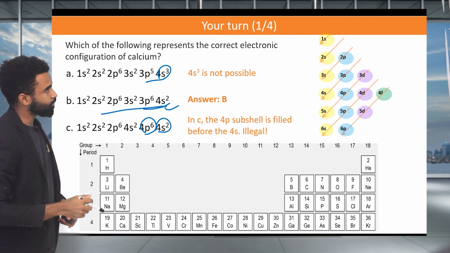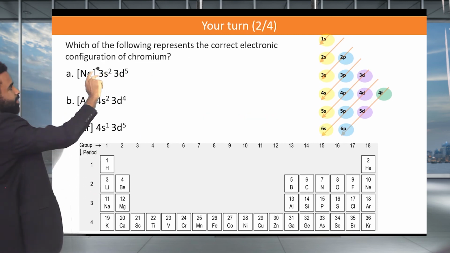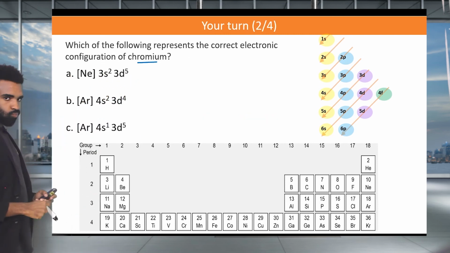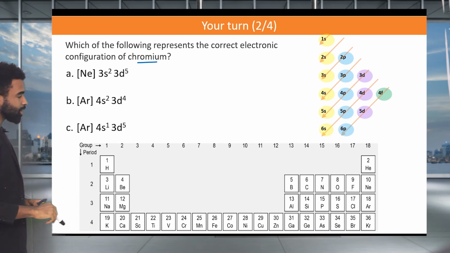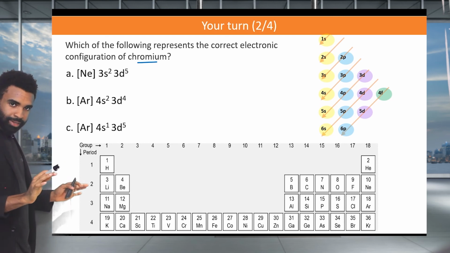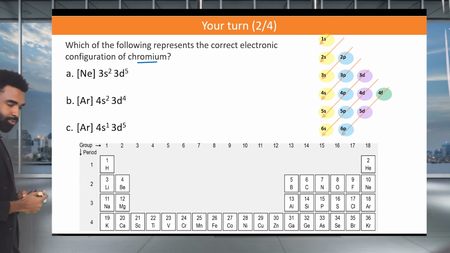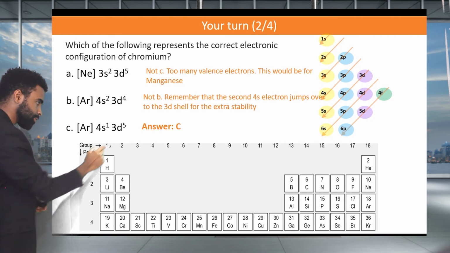Okay, let's move on. Which of the following represents the correct configuration of chromium? Careful, chromium, the crooked one. Pause and think about it. Pause. 1, 2, 3, 4, 5. Well, the answer must be C.